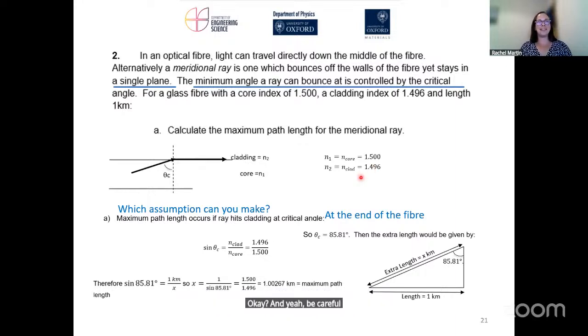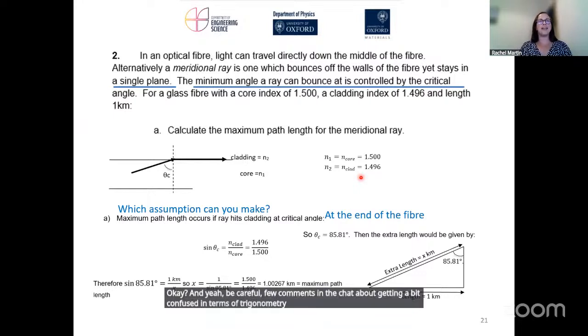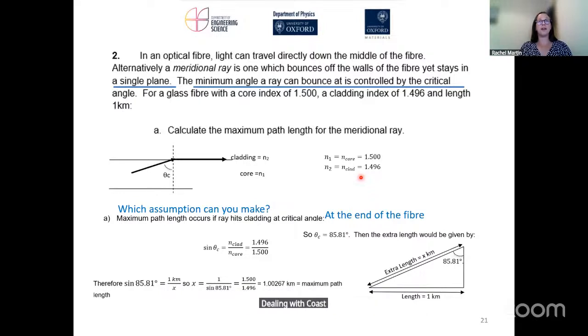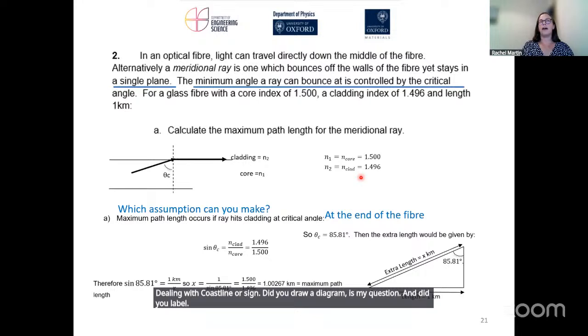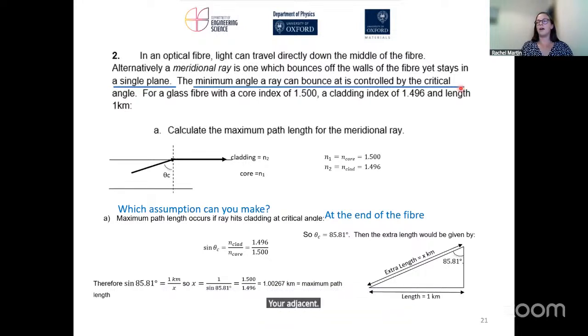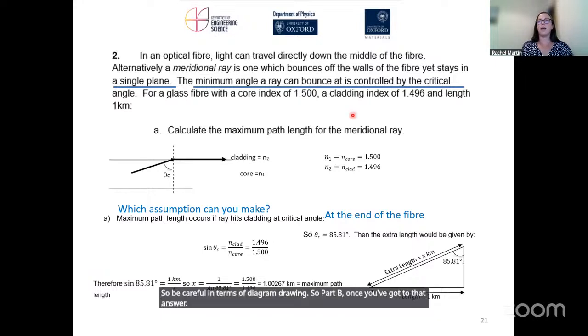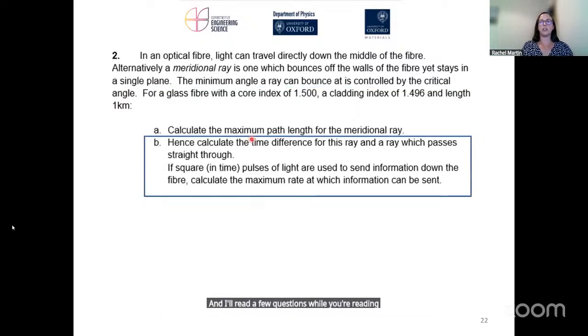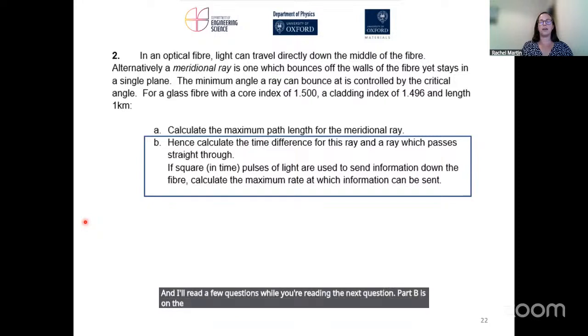A few comments in the chat about getting a bit confused in terms of trigonometry, whether they're dealing with cosine or sine. Did you draw a diagram is my question. And did you label your adjacent, opposite and hypotenuse? So be careful in terms of diagram drawing. So part B, once you've got to that answer, and I'll read a few questions while you're reading the next question. Part B is on the screen now. Have a little read while I read a few questions.